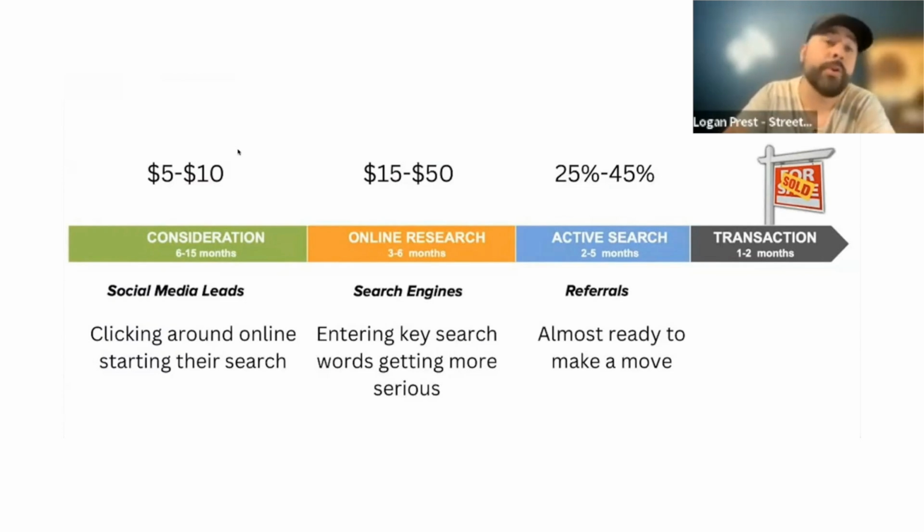Referrals are fantastic, but are you willing to give up 25 to 45% of your commission? Online research, more purposeful searches, absolutely. Google PPC is wonderful, but you're going to pay 15 to 50, I would say probably more, in terms of an average cost per lead. Whereas the same people who are in this same timeline, where do they start? They start here. Every single one of them are here at one point or another.